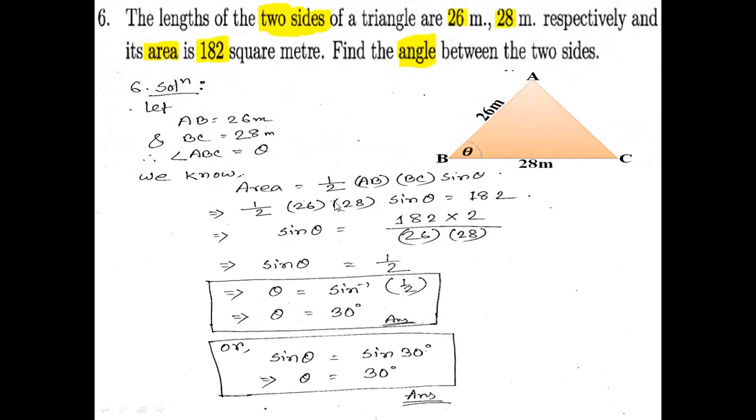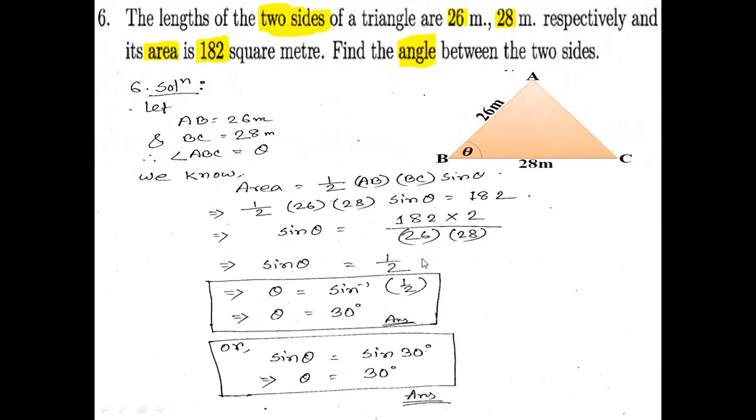The formula of area is half into length AB and BC into sine theta, because these two lengths are given and this is the angle. So our area, which is given as 182, will be half into AB, the value of AB is 26, value of BC is 28, into sine theta equal to 182. Then finally you will get sine theta equal to 182 into 2 divided by 26 and 28. And finally you get sine theta equal to half.